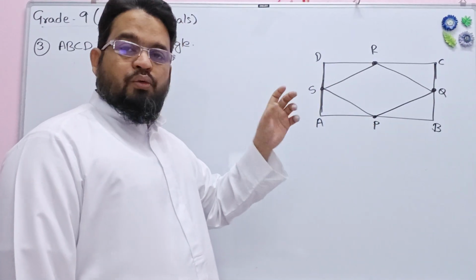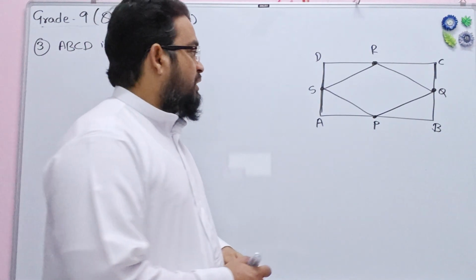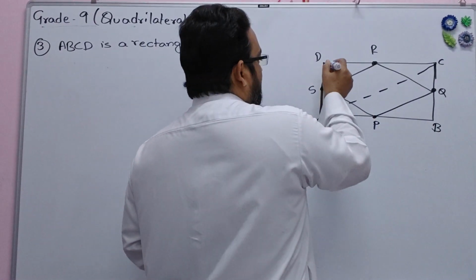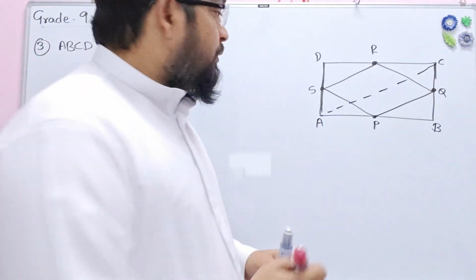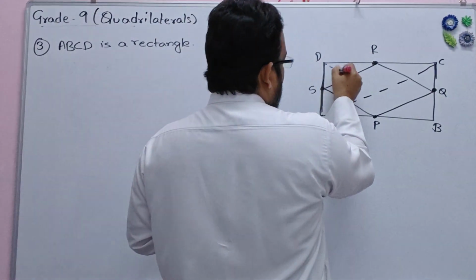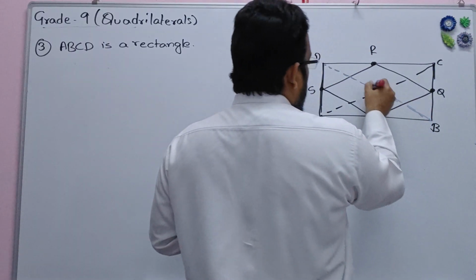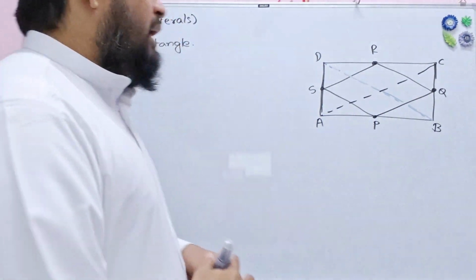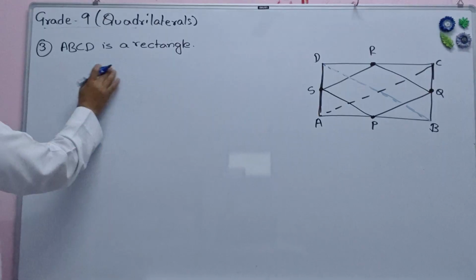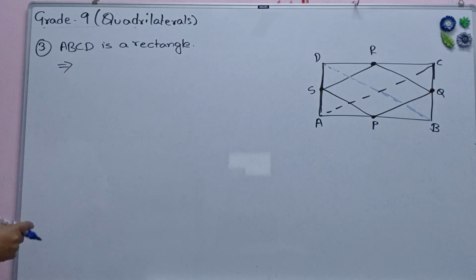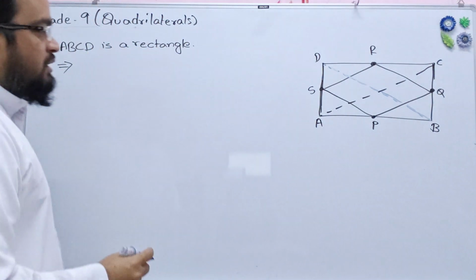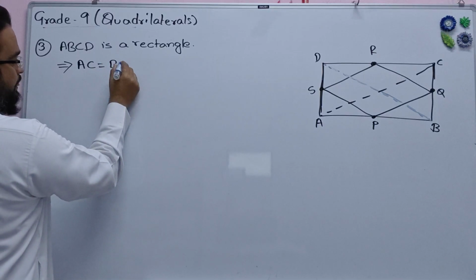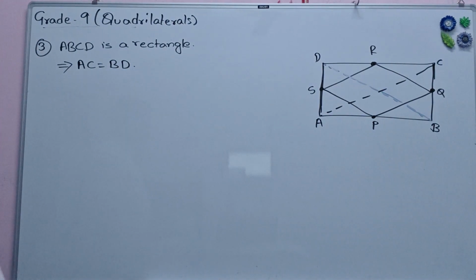So what to do? The same concept: join A and C, and here join BD also. So in a rectangle we have to use the diagonals. Let us see what are the properties related to diagonals in a rectangle. The diagonals are equal: AC is equal to BD, in a rectangle.